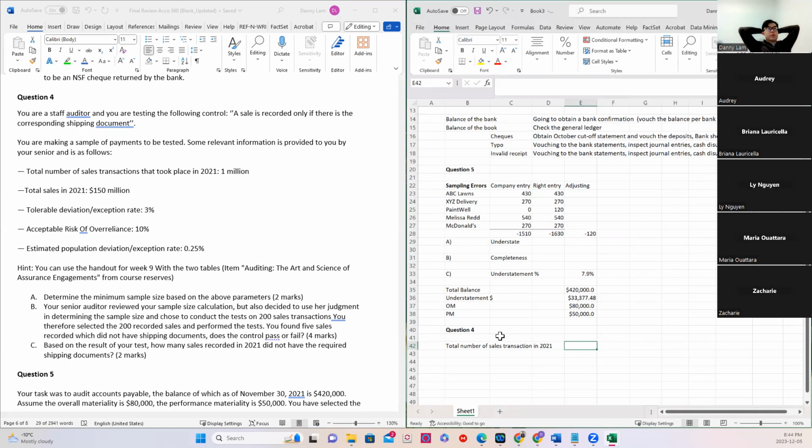of what we're doing. So question A, determine the minimum sample size based on the above parameters. Remember that based on the tolerable error rate that we could have, we're going to take a number X of the population. If we're accepting a higher percentage of mistakes, then we're going to be lowering our sample, and vice versa. Here they give you the tolerable exception rate. So now we're going to find out how many samples I actually have to take.